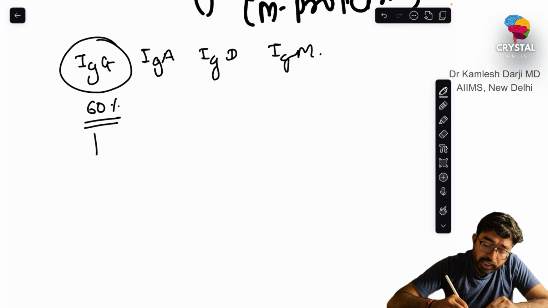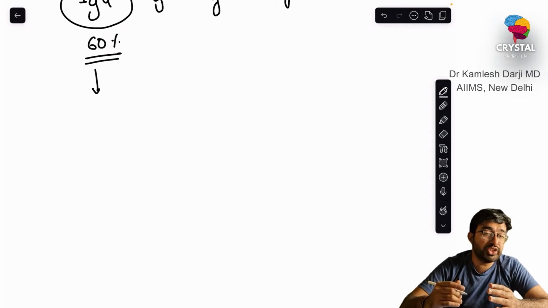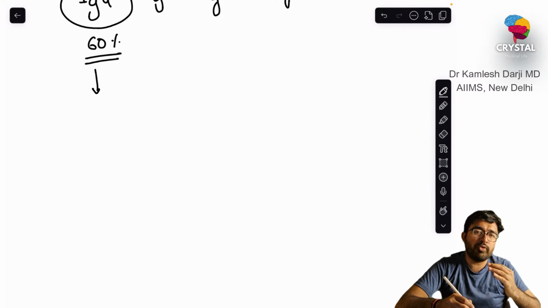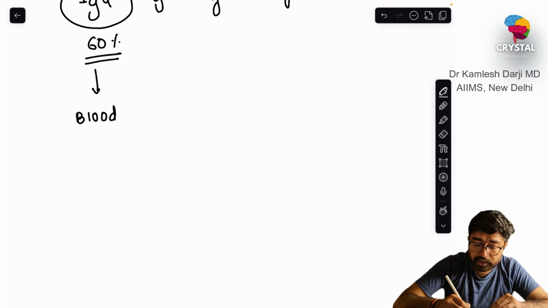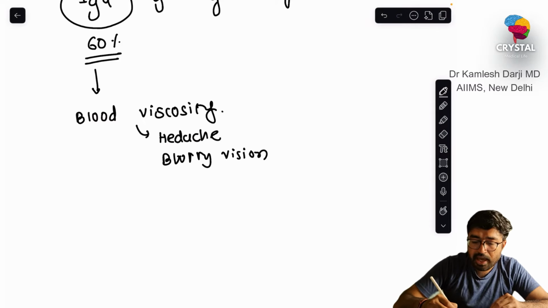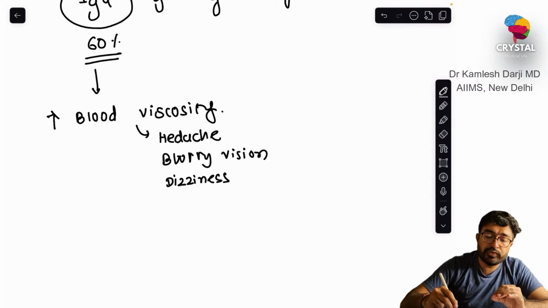Okay, so what will happen? Blood will have so much immunoglobulin, which is IgG. Now this will increase the density of your blood. So it is called blood viscosity. It is increasing your blood viscosity. So due to blood viscosity, you will get headache, blurry vision, and dizziness. This is due to the increased blood viscosity.